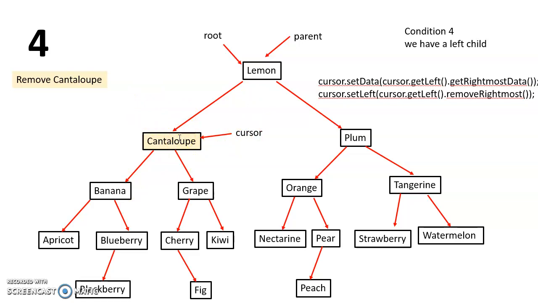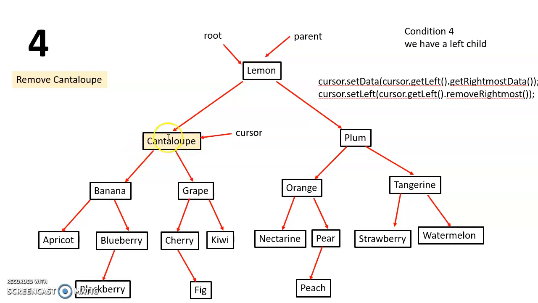So the first condition, if cursor is null, cursor is not null, so it's not that condition. The second one is if cursor is root, well, cursor isn't root. The third condition is if cursor is not root, which cursor is not root, and there's no left child, well, there is a left child. So this fourth condition here we're dealing with, we know we have a left child.